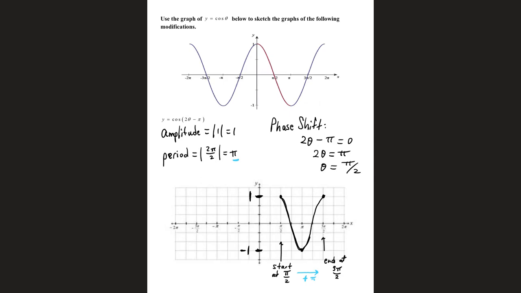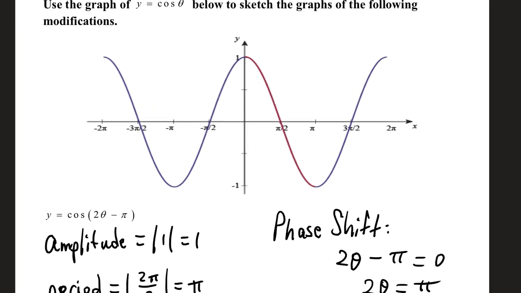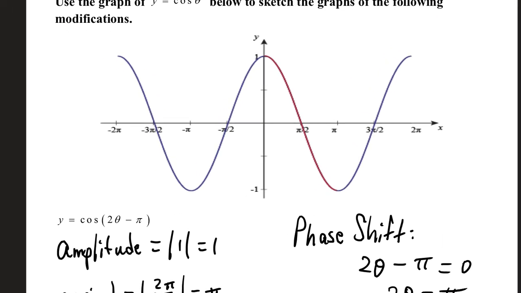Now we're going to do a few where we have phase shift. We're going to look at the basic cosine curve, and we're going to take the function cosine of 2 theta minus pi. Now we still have a lead coefficient of 1, so the amplitude is 1. The period is 2 pi divided by the coefficient of your angle. 2 pi over 2 is 1 pi. That tells us that the graph only takes pi units to go through one cycle.